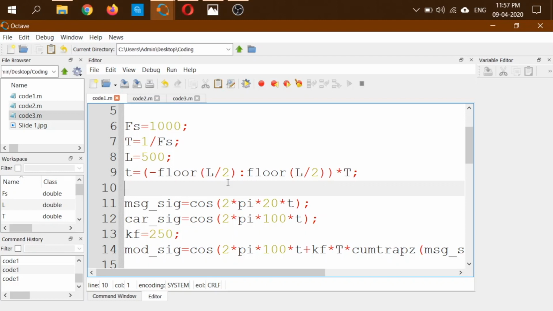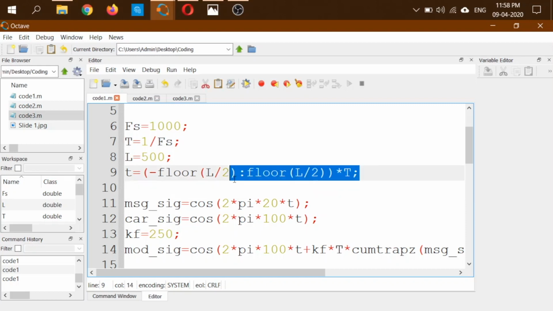So if it is 8.9, it will make it 8. If it is 8.1, it will make it 8. Similarly, there is a ceiling function also which you can use. It will bring any fraction to the nearest greatest integer. So this is how you have defined your time axis as per the sampling theorem.